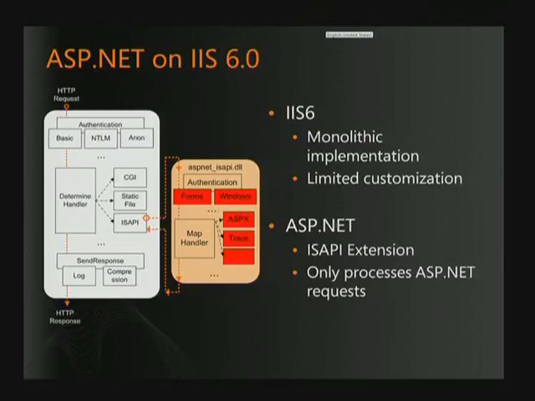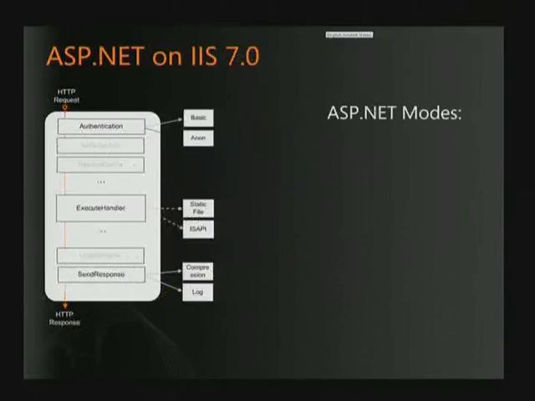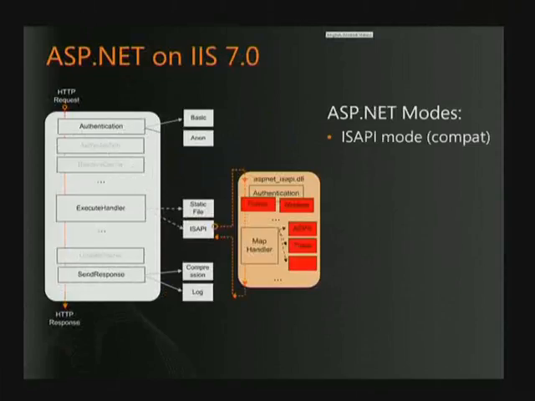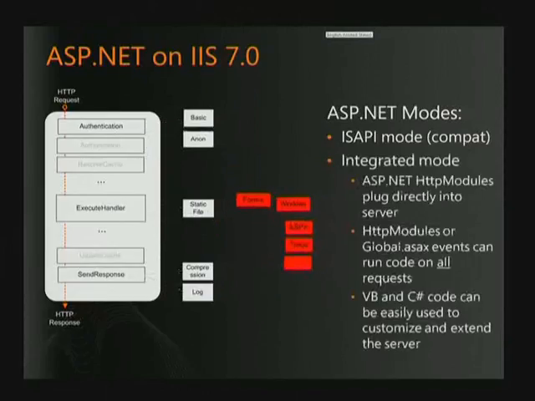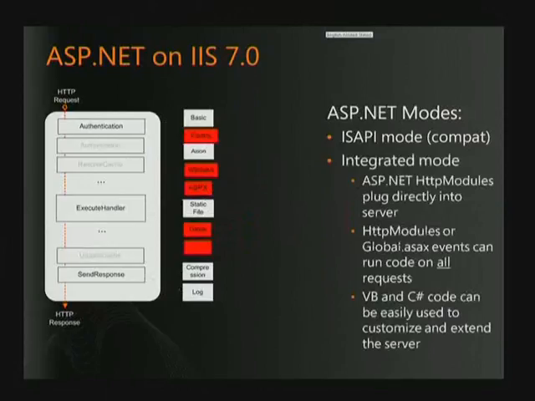And what we've done in IIS7 is we've basically got two modes. We've got the ISAPI or compatible mode, so you can run ASP.NET exactly the way it ran in IIS6. Alternatively, you can use an integrated mode, which is the recommended model, where all of the ASP.NET configuration and requests are now integrated directly into the IIS pipeline.